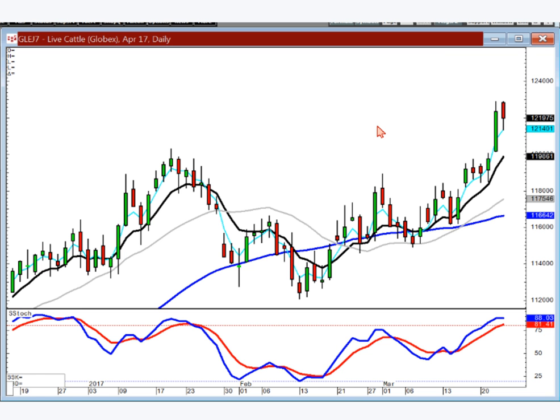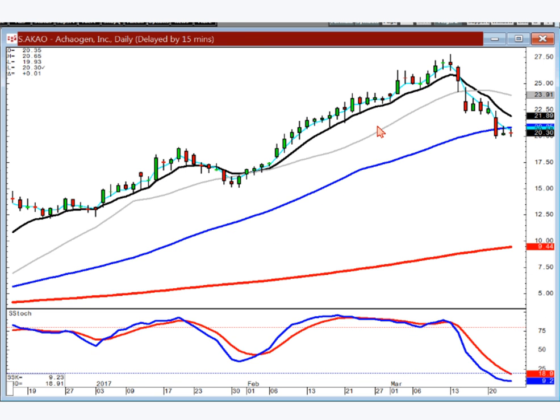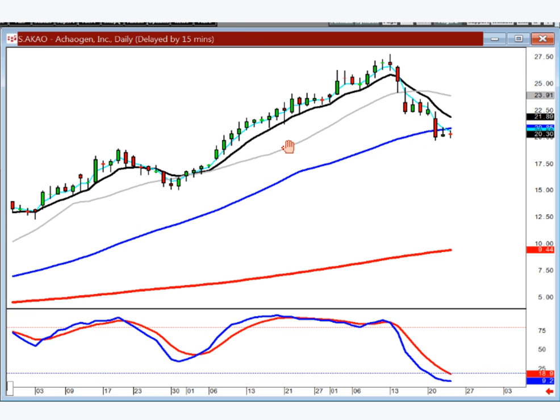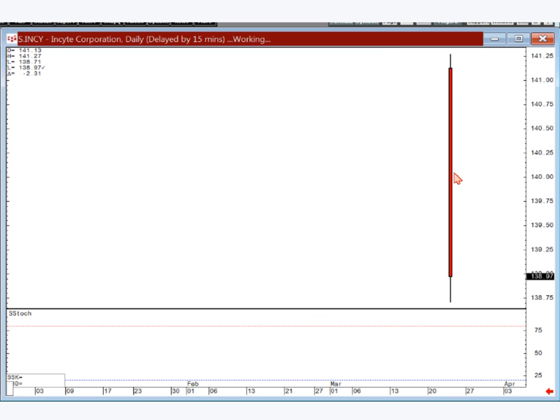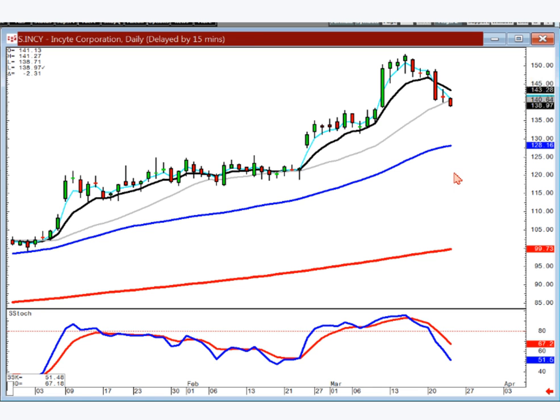Let's see, AKAO. Stay short, I think, yes. However, you're getting the oversold area. I'd have my stop just above the 50 at this point. NC, stay short, kind of a bearish doji. First target is probably this support level. Second target is the 50.